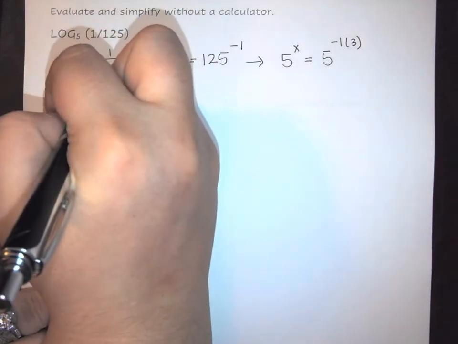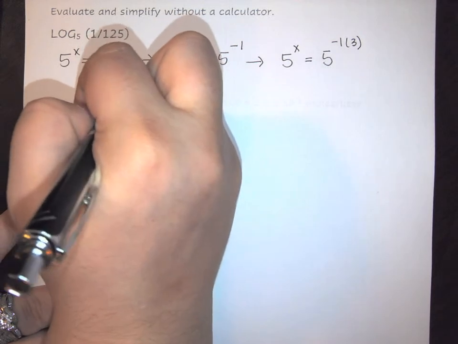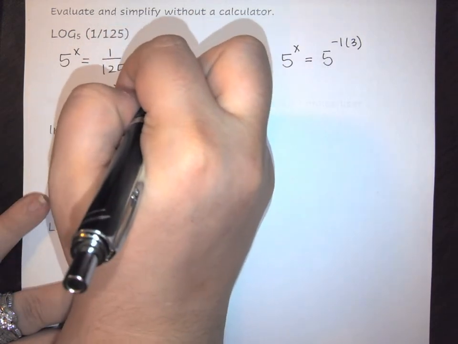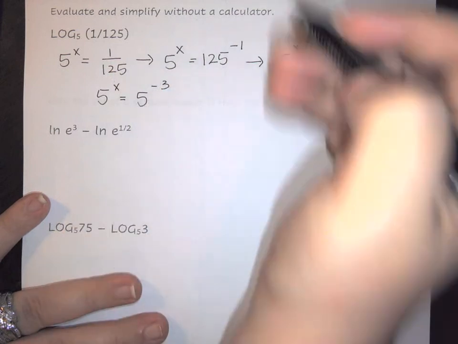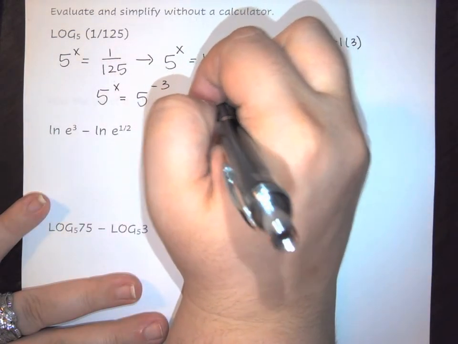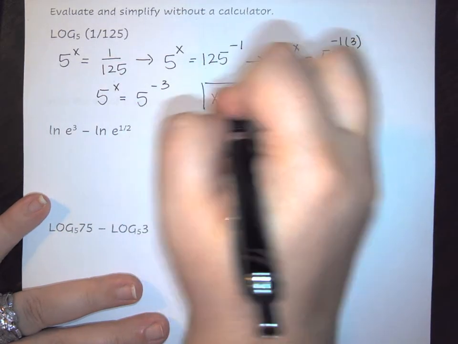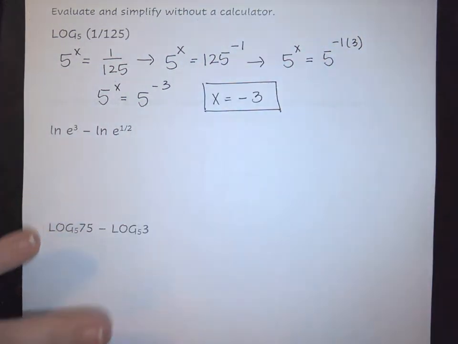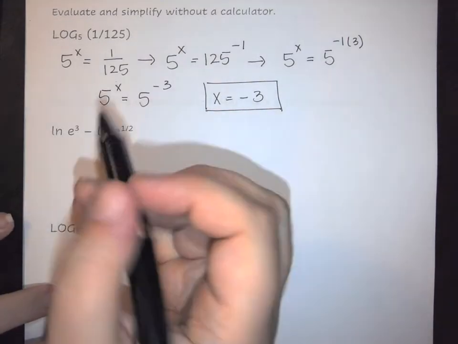So now what that really means is that we have 5 to the x is equal to 5 to the negative 3. The rule says if the bases are the same, your powers are equal, so therefore we know that x is equal to negative 3, and this would be your answer. Alright, let's try that one more time.